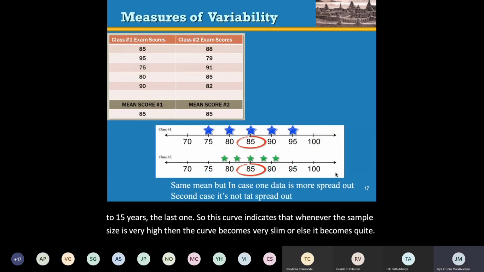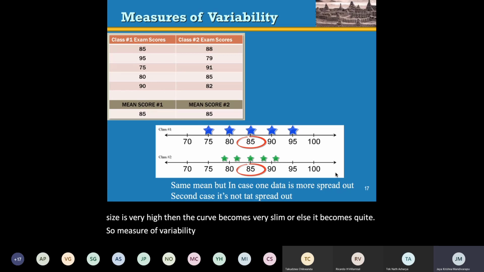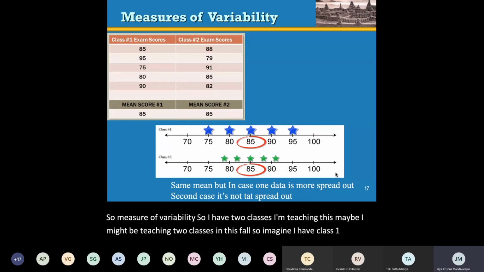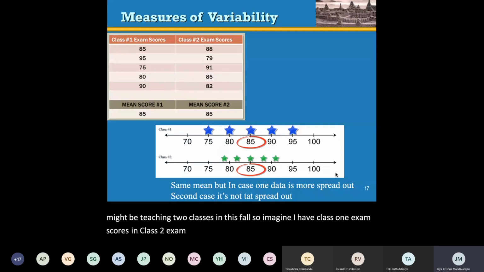Okay. So, measure of variability. I have two classes. Maybe I might be teaching two classes this fall. So imagine I have class 1 exam scores and class 2 exam scores. But imagine I'm teaching two different courses, not the same course, as the syllabus is different, everything is different.